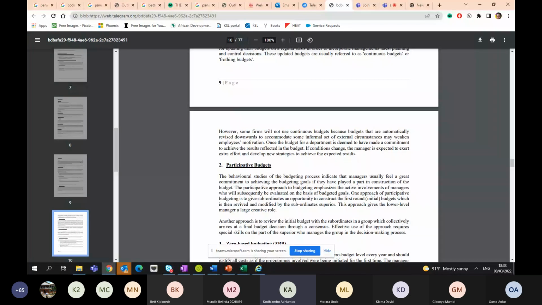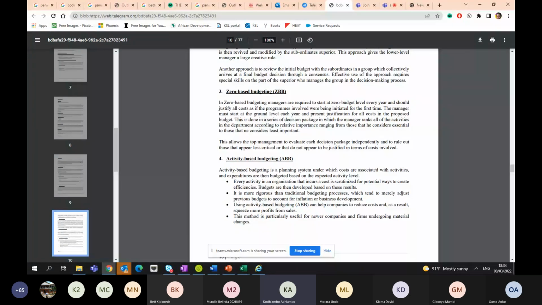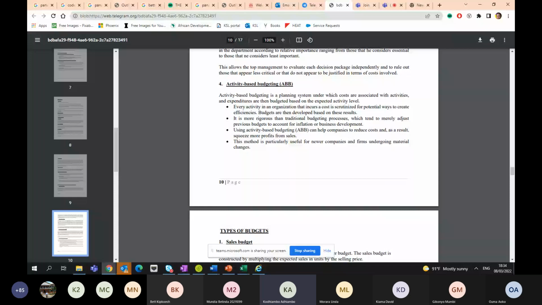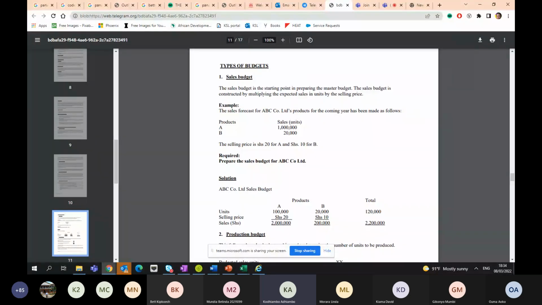Zero-based budget basically means every year, or every so often within a period, you start from zero and start all over again. Activity-based budgeting is what we've been talking about in terms of what it costs me from one level of activity to the next level. It's a lot like the process, but in a different way. So we'll start here because it will also take us to the next part. It will be a build up of the concepts as we move along.